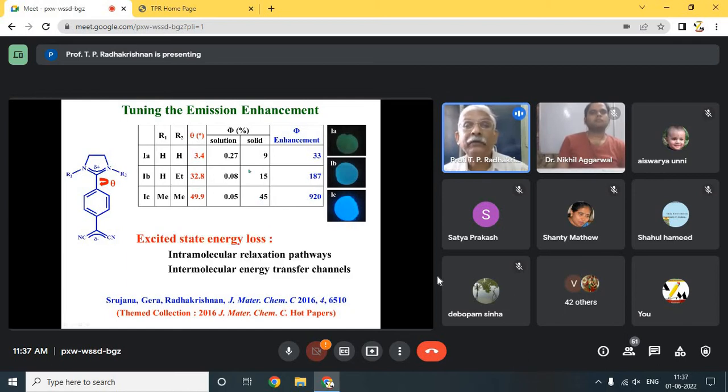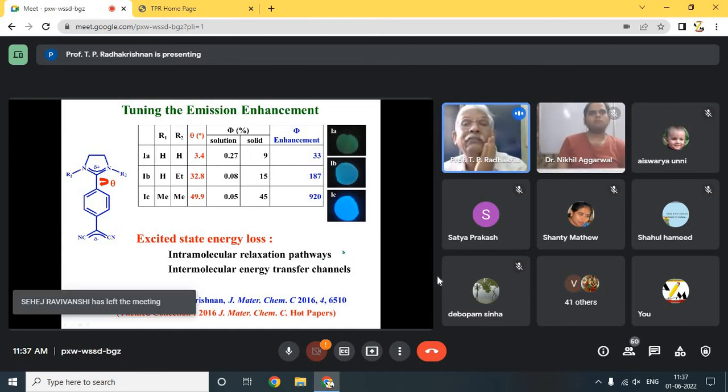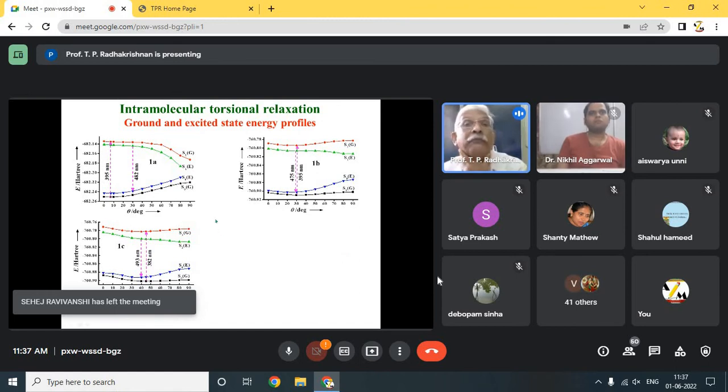So this, we said, must be due to two factors, intramolecular and intermolecular energy transfer. And this, of course, we have to prove using some simple modeling. And we did an extensive amount of computation, which I will not bore you with.